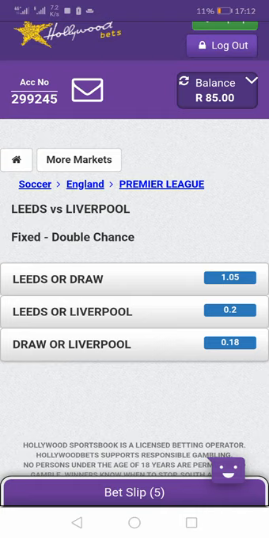So yeah, tell me what you think, guys, about this market. I believe this is the way forward to make 12K. Imagine 12K, guys, in a month.